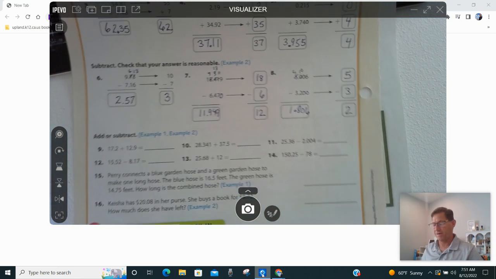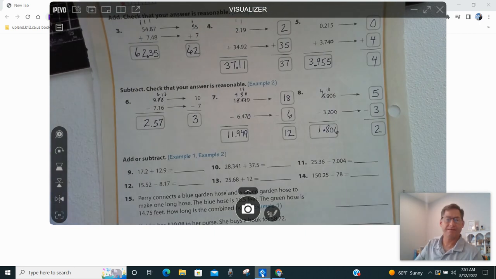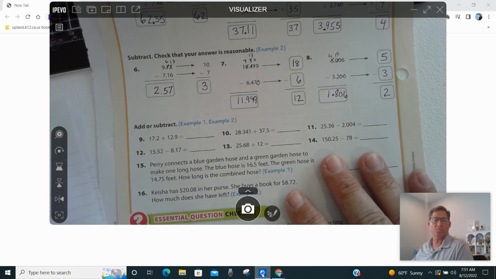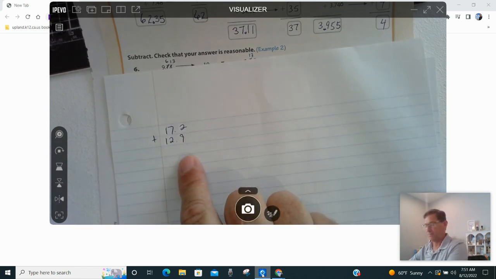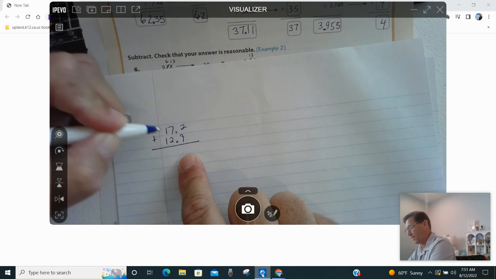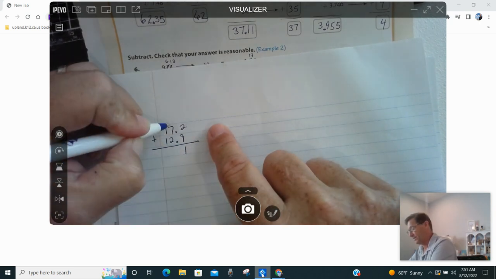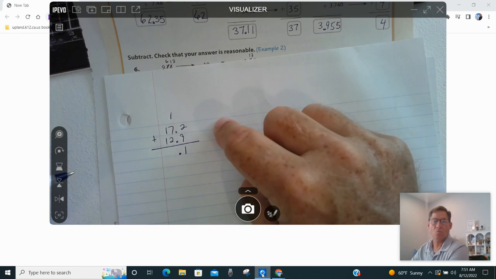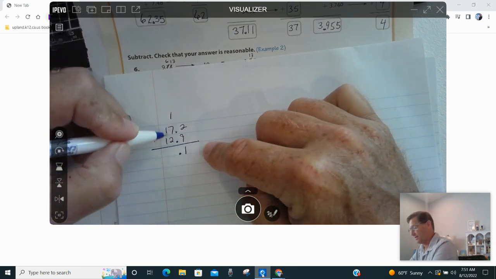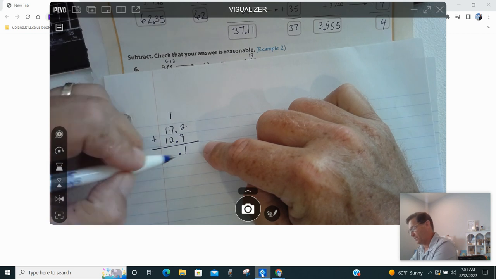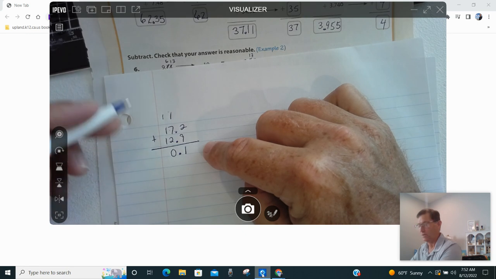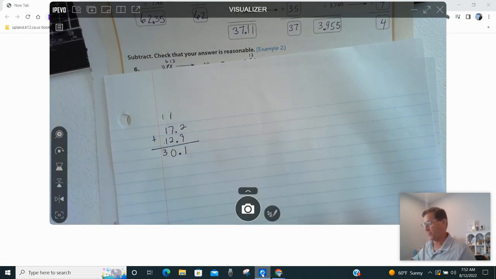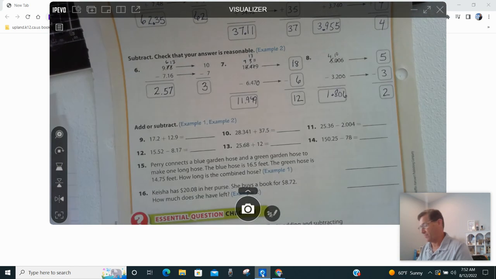All right, number 9. I'm going to use scratch paper for this because they didn't give me much room for this. So we're going to start with 17 and 2 tenths plus 12 and 9 tenths. Plus it's good practice for lining up decimal points. All right, so 9 tenths and 2 tenths is 11 tenths. Regroup that as 1 one and 1 tenth. 7 ones plus 2 ones is 9, plus the regrouped is 10 ones. Regroup that as 1 ten and 0 ones. And we have 3 tens, so 30 and 1 tenth.